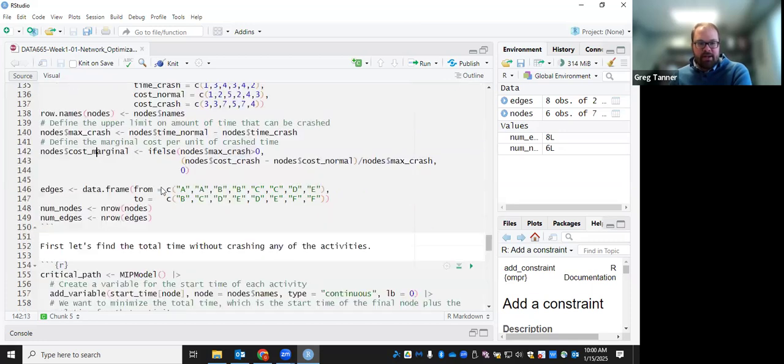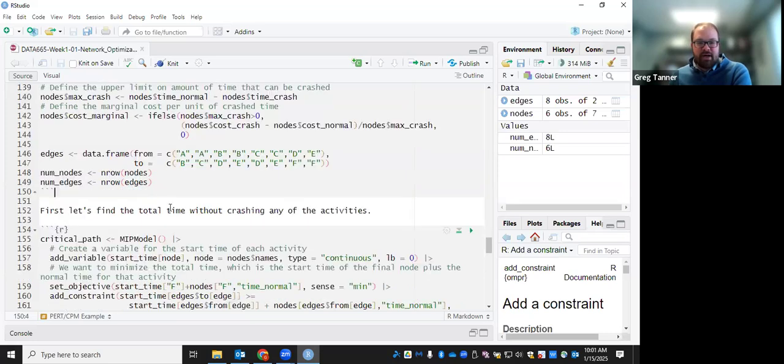Okay, and then our edges, in contrast to all the other network problems that we've done before, the only thing that the edges record is the relationship between the activities. And so what activity precedes another activity? So A precedes B, A precedes C, B precedes D, and so forth. And then I've got some variables to record the number of nodes and number of edges.